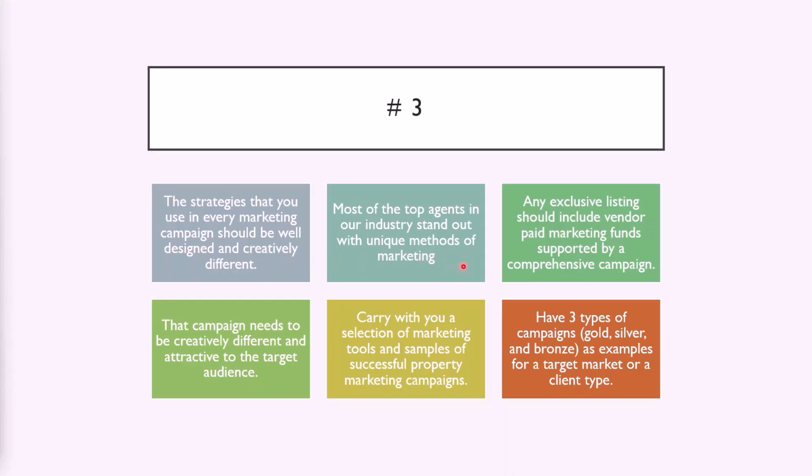Now, most top agents in our industry stand out as unique when it comes to methods of marketing. And that now is quite the case. So when you think about your marketing, think about the local area or the property type or the people that you can connect with, the buyers in each case. You can build a story around that so that each listing presentation shows the client very directly how you will reach the marketing to the target audience.